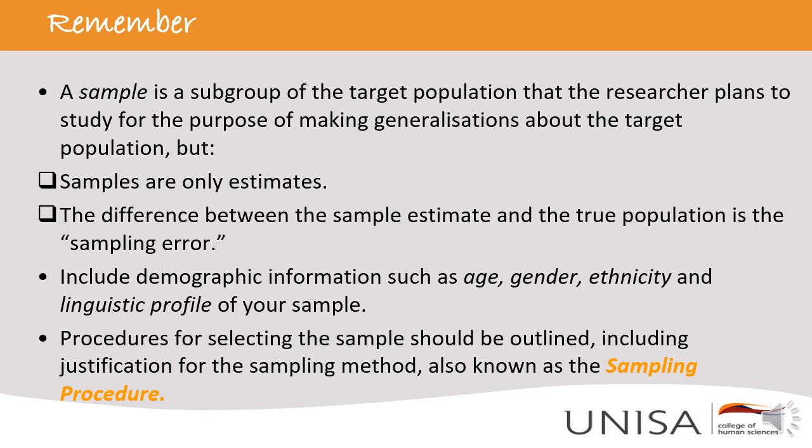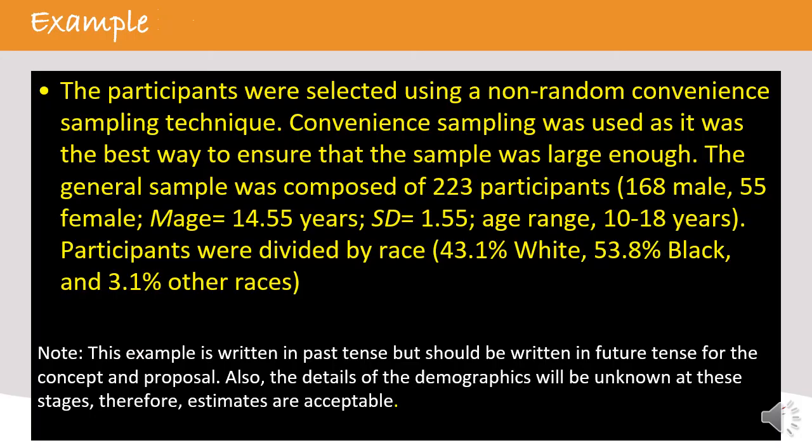Remember to include demographic information such as age, gender, ethnicity, and linguistic profile of your sample. Also remember to include the procedures that you use to select your sample and include a justification for your sampling method. All of this should be included in your sampling procedure. I've included an example here of how you can write up your sampling procedure. You can read this example in your own time.